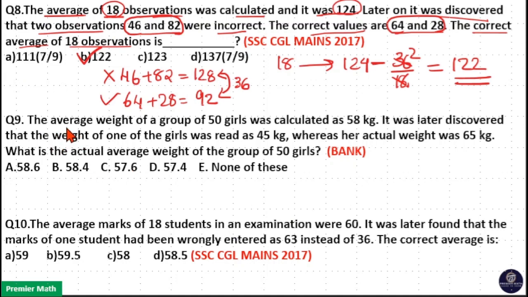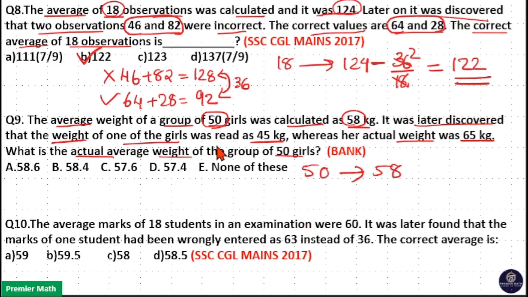Now next question is, the average weight of a group of 50 girls was calculated as 58 kilogram. It was later discovered that the weight of one of the girls was read as 45 kilogram, whereas her actual weight was 65 kilogram. What is the actual average weight of the group of 50 girls? Here, average weight of 50 girls was calculated as 58 kilogram. So, for 50 girls, 58 kilogram is the average weight.